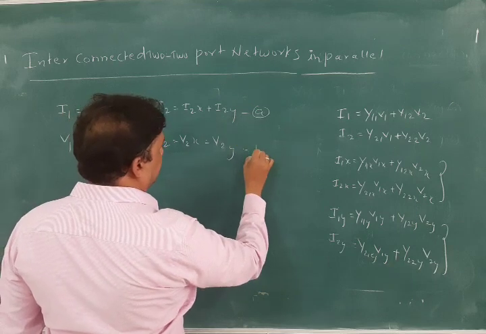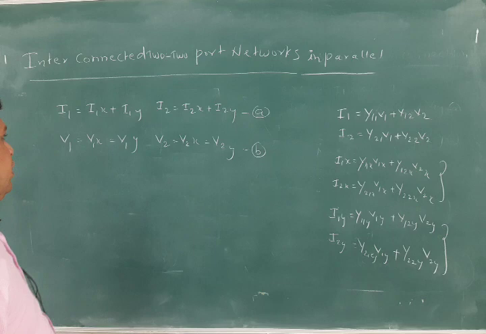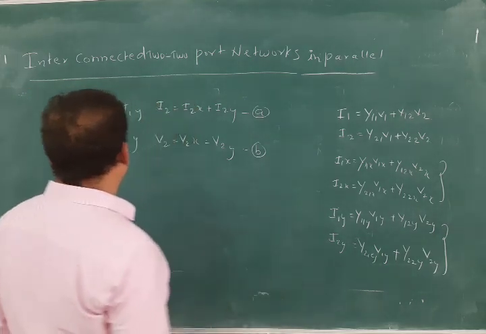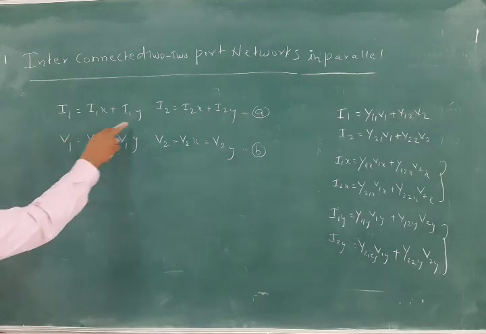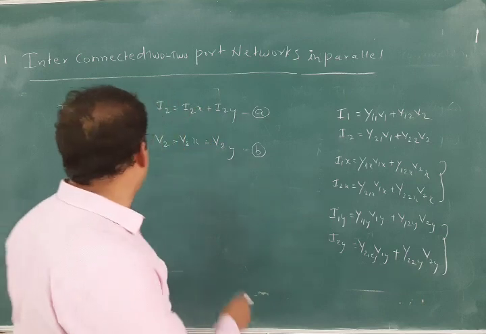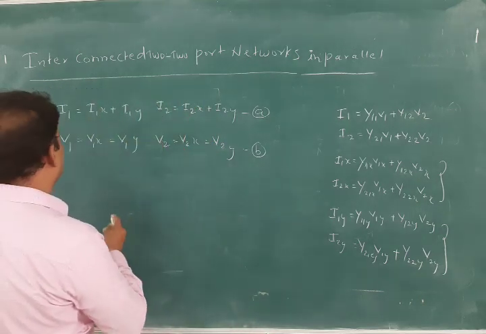This is A and this is B. Suppose we are writing these two equations. If you remember these two equations, then we can easily write I1 and I2. Why? Because we have the y parameters in I1 and I2 only. We will choose this I1 and I2. So, let us start writing.